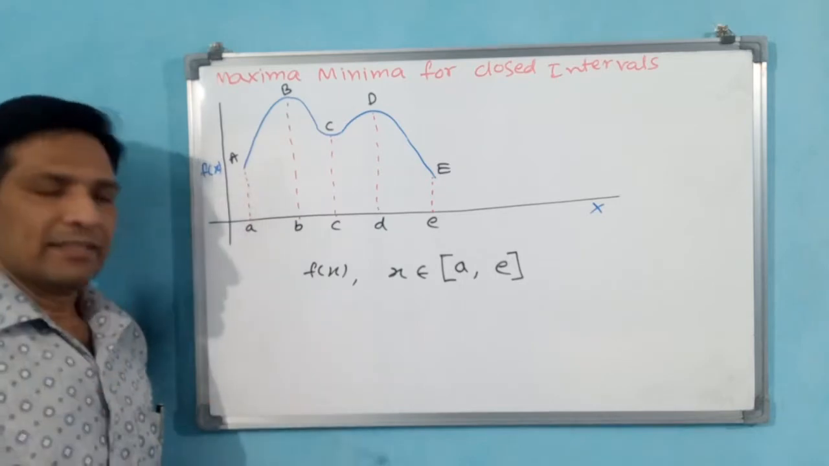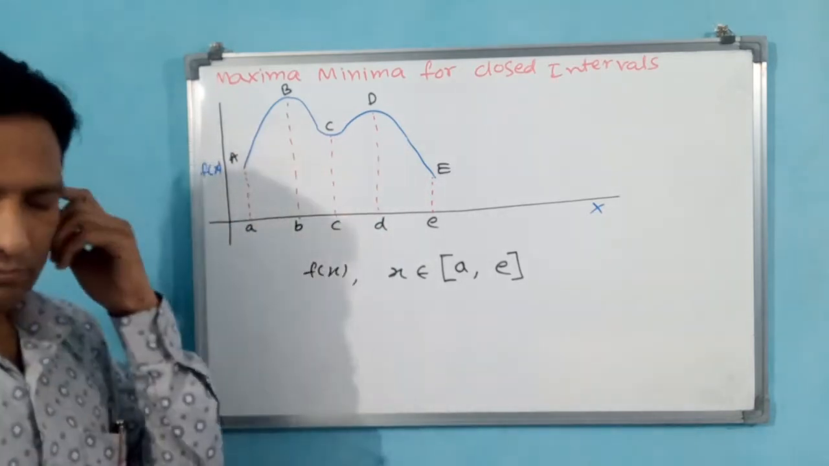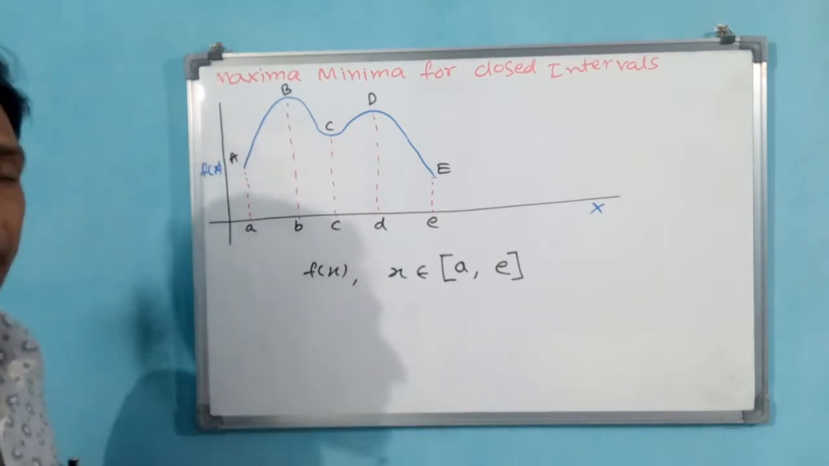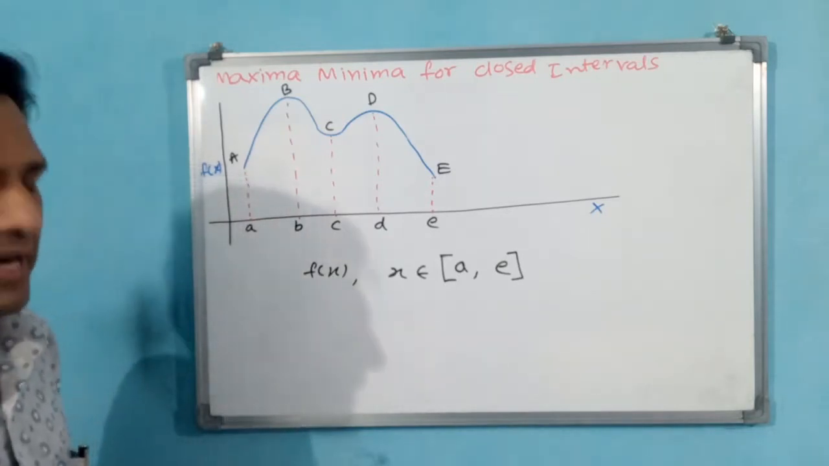And another thing. What if a function is having more than 1 or 2 maxima points, more than 1 or 2 minima points? What are we going to call them? Like this we will understand here.